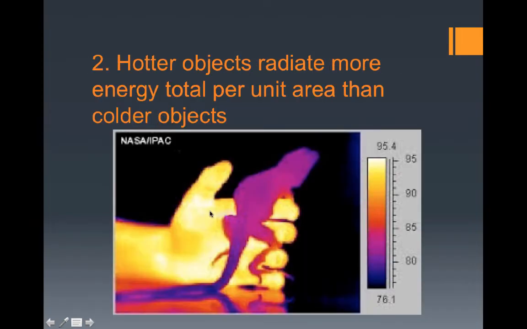Next, hotter objects radiate more energy per total unit area than colder objects. So in this picture here, we've got a lizard and a guy's hand. Because humans are warm-blooded, we radiate more energy per total unit area, if this represents energy over here, than this little lizard would, because he's a cold-blooded object, so we're emitting more energy than it does.